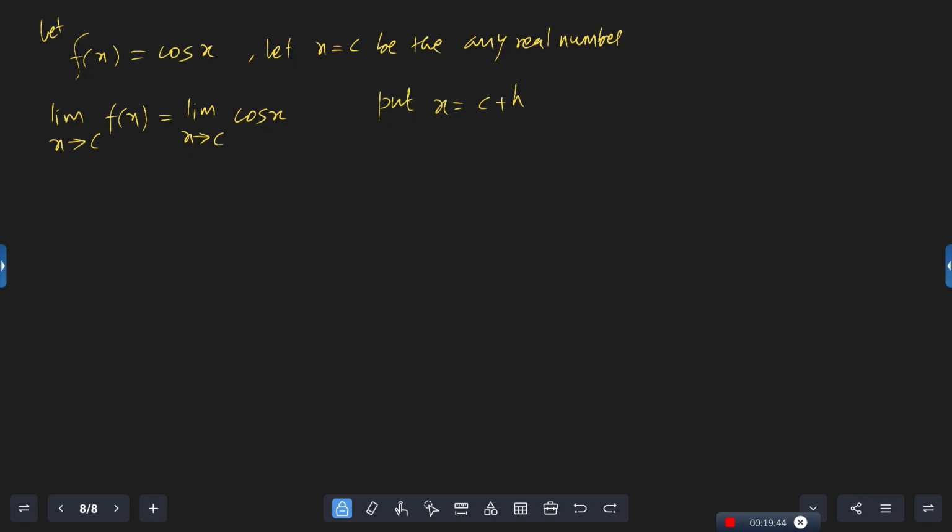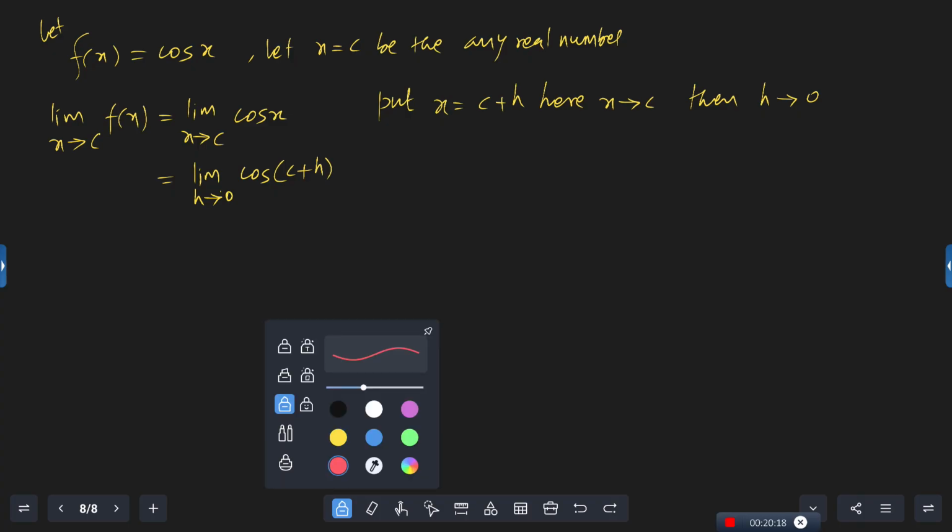We know x approaching c, so as x approaches c, h tends to 0 you will be getting. Now you just come here, so the limit, now it became h, h tends to 0, cos of x value, which is c plus h. The formula you must know.